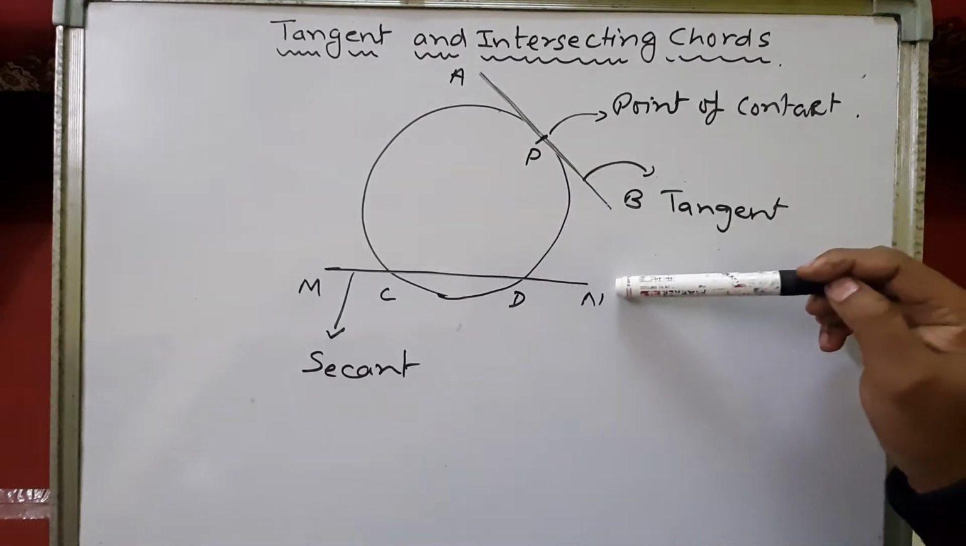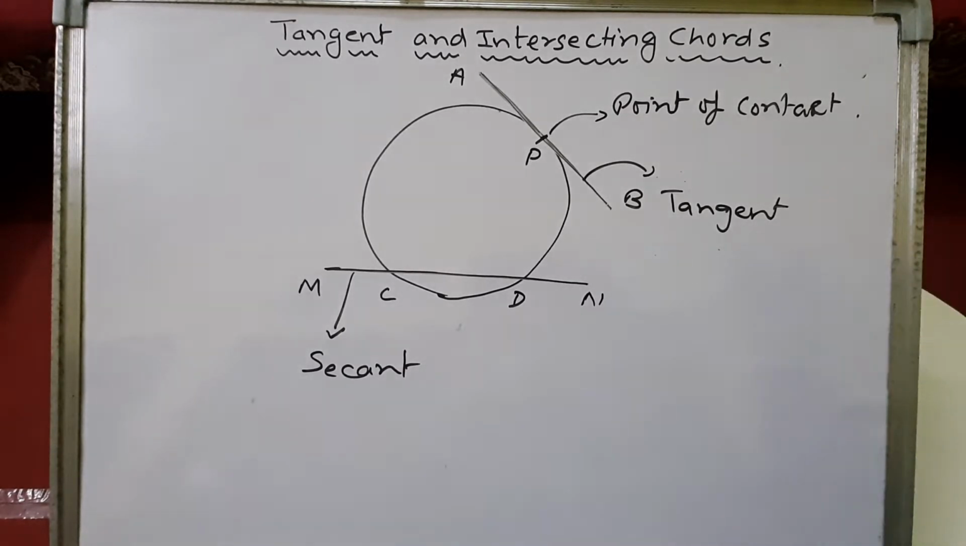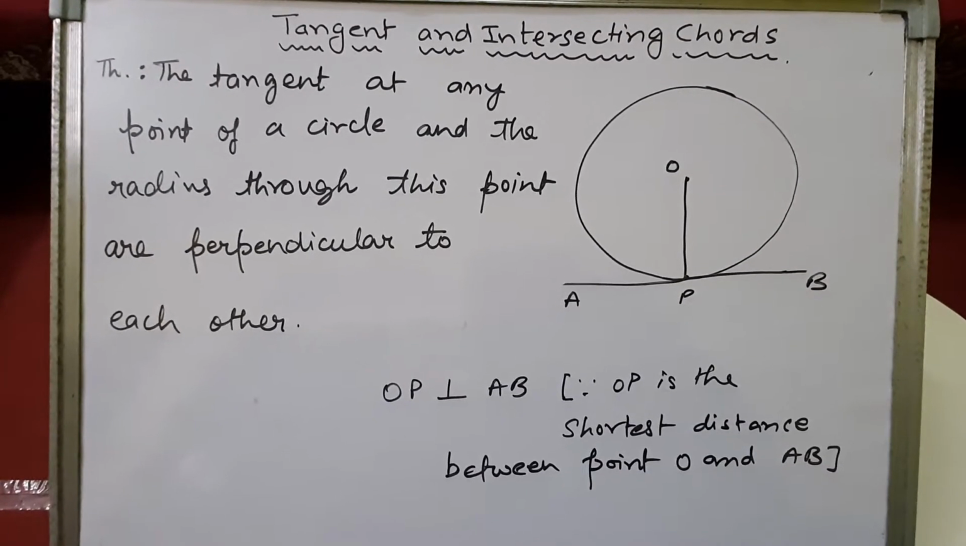And the line which is passing through the circle by intersecting the circle at 2 points is called secant. So please remember what is secant and what is tangent. Draw the figure, please. Okay, children, let's see few theorems.